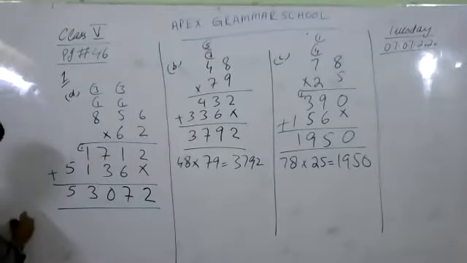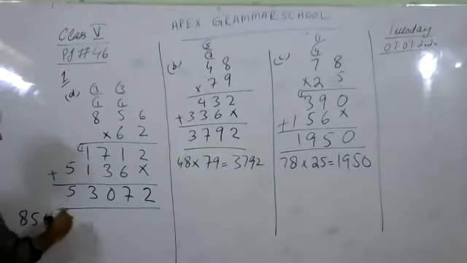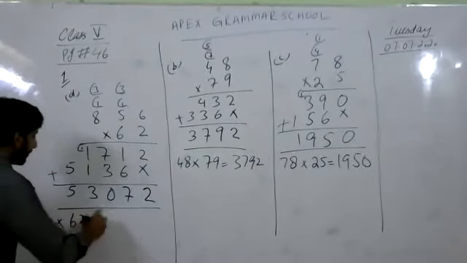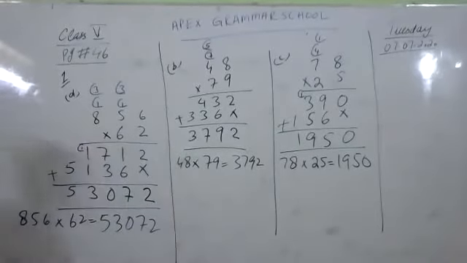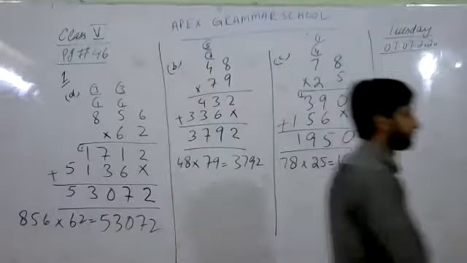6 and 1, 7. 7, 3, 10, 1 carry, 1, 2, 3 and last is 5. So 856 multiplied by 62 equals 53072.